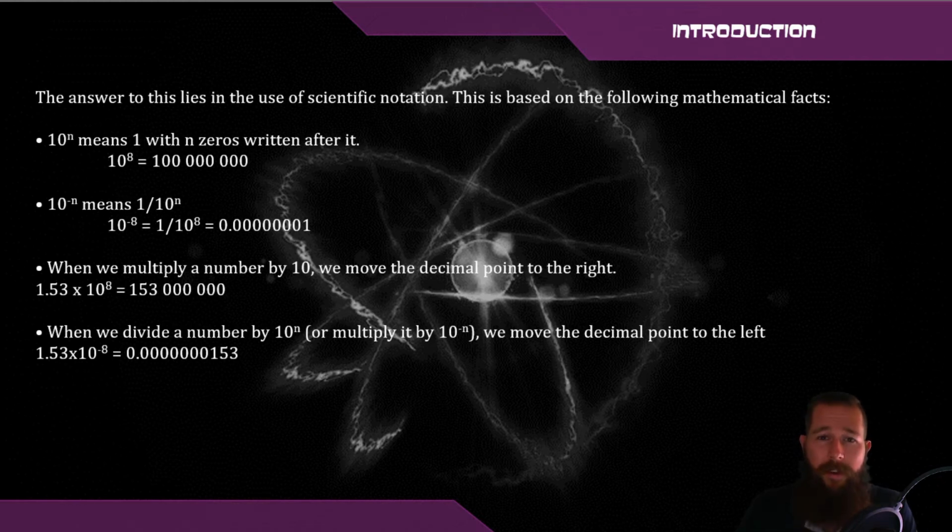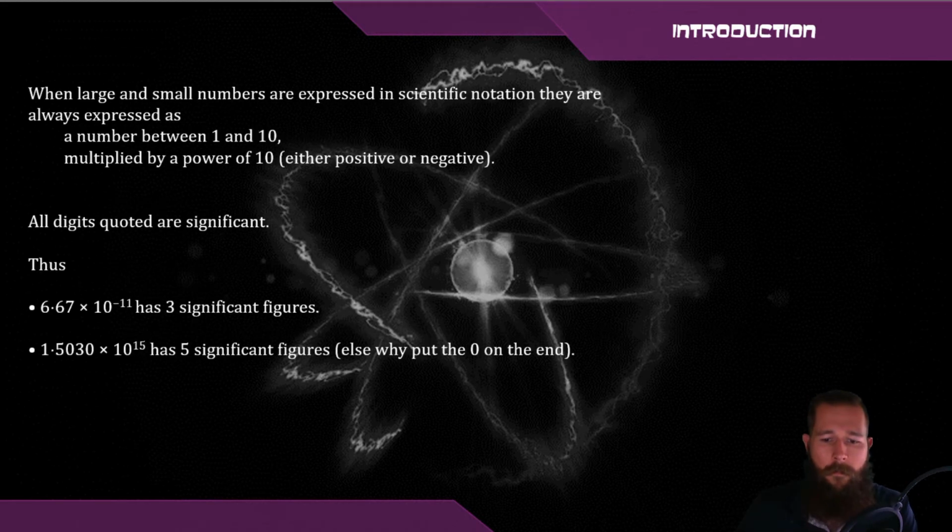So 10 to the power of n means that it's the number 1 with n zeros after it. So 10 to the 8 is 1 with 8 zeros. 10 to the minus n represents 1 over 10 to the n, with the minus representing the reciprocal or just flipping the fraction. And in the example of 10 to the minus 8, it results in the decimal, 7 zeros and then a 1. When we multiply a number by 10, we move the decimal to the right. And when we divide a number by 10 or multiply it by 10 to the minus something, we move the decimal to the left.